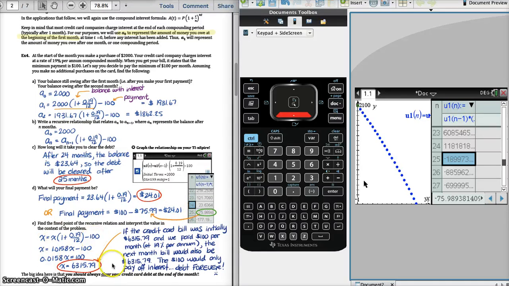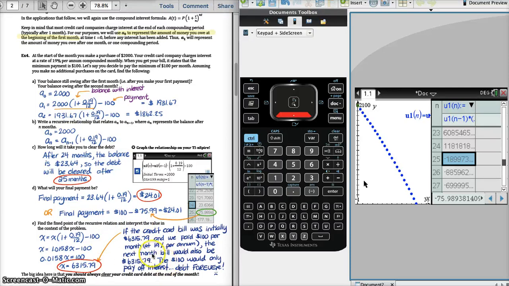Now the next part is your fixed point problem. So remember, in order to calculate a fixed point, you put in x for every a sub n. And so we put in x equals x times that interest rate and then minus 100. And when you solve, you get $6,315.79. We will ask you to interpret this value in the context of the problem.